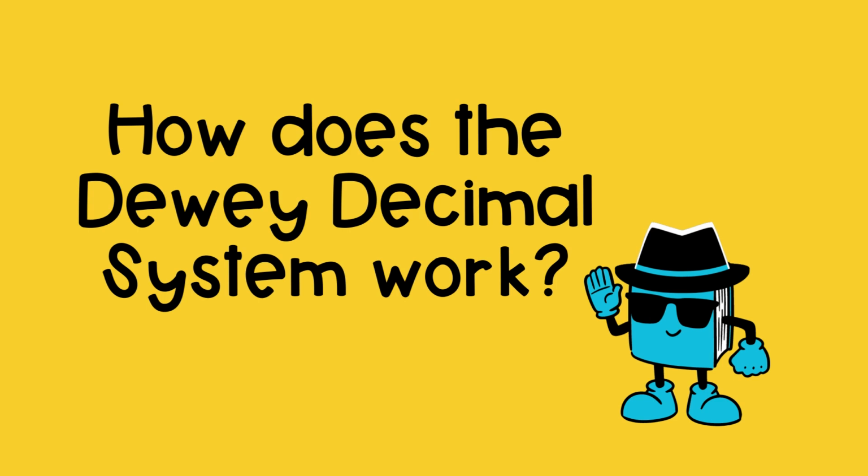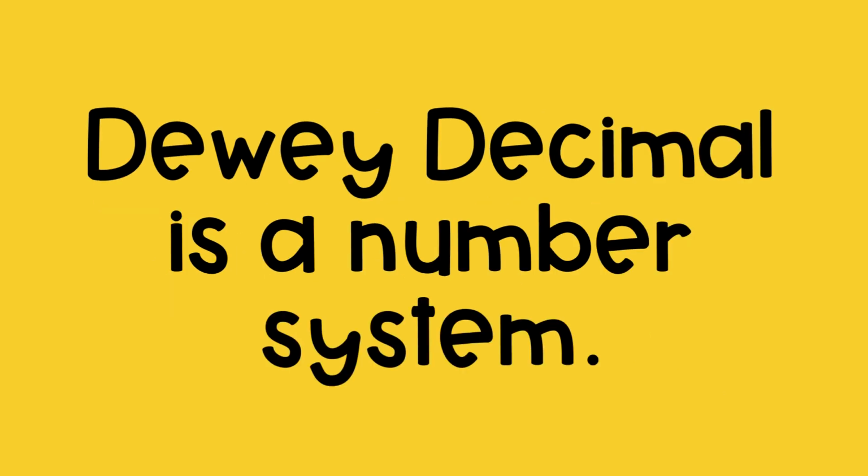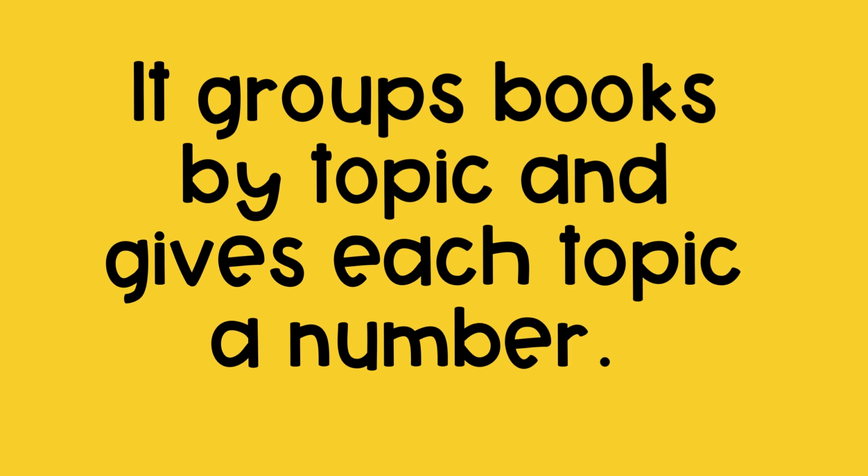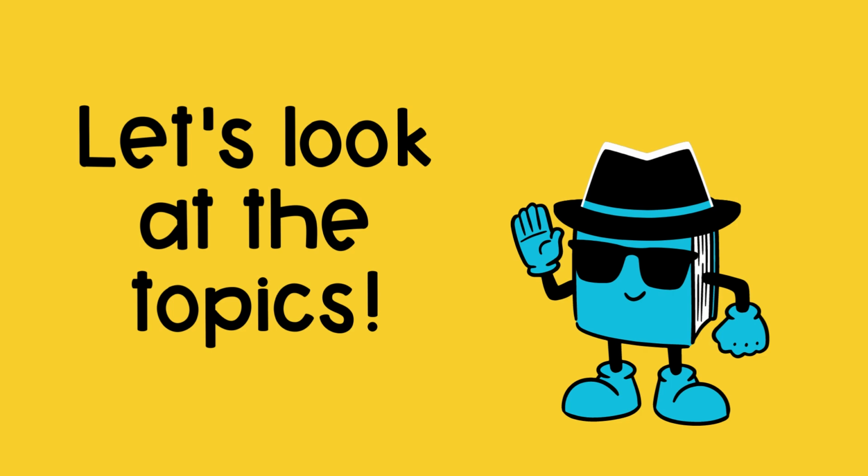How does the Dewey Decimal System work? Dewey Decimal is a number system. It groups books by topic and gives each topic a number. Let's look at the topics.